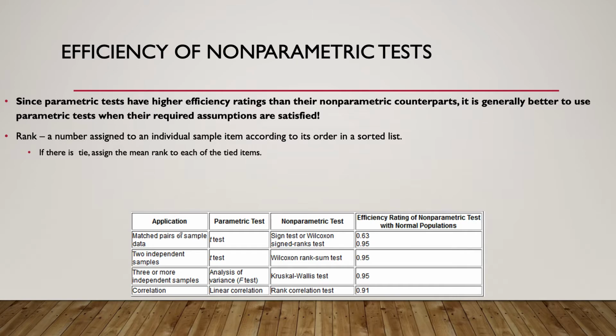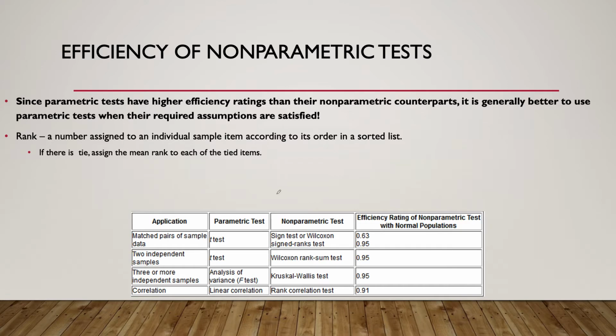So for matched pairs of sample data, we can use the t-test for the parametric test. But for the nonparametric versions, we have two types here. We can use the sign test, which is the very basic of tests. That has an efficiency rating of 0.63, so it is typically not used that often due to that limitation. Or the Wilcoxon signed ranks test. That one is a vast improvement over the sign test, and it has an efficiency rating of 0.95, which makes it pretty usable.